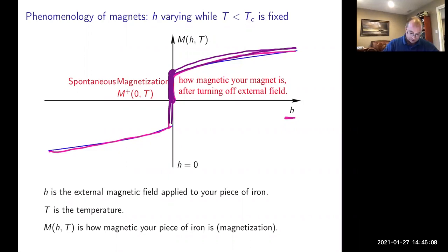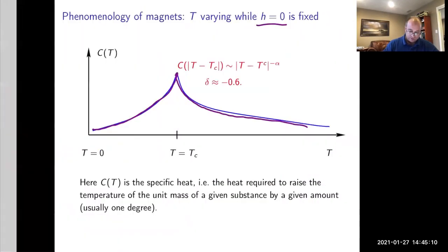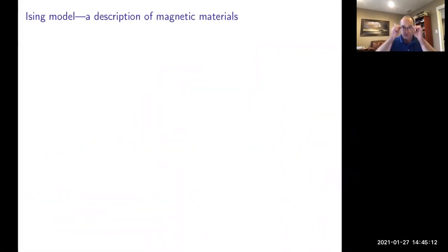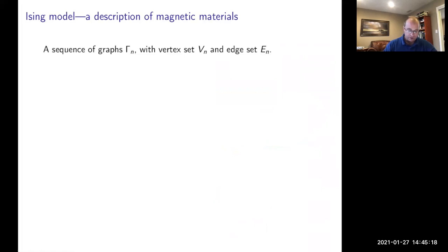Okay, so let me continue. So I want to describe the Ising model, this model for magnets. And it's going to be kind of a very gentle description. You should imagine you have a sequence of graphs, gamma n. It might be like the n by n square grid, square piece of graph paper, n by n, or it might be the n by n cube, something like this, or it might be something else. And it has vertex set Vn and edge set En, and its size is going to infinity.